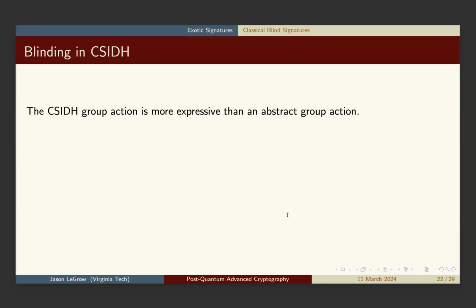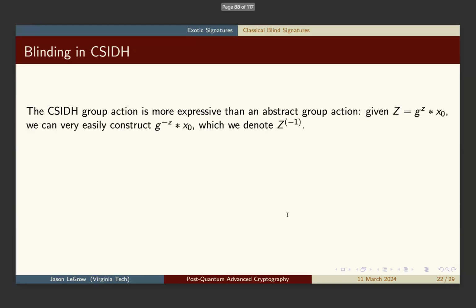It turns out that in Seaside, so what is Seaside? Commutative supersingular isogeny Diffie-Hellman. So supersingular isogeny is in there. This is an isogeny-based protocol. It turns out that the group action used in Seaside, which I haven't even defined, doesn't matter, it's cyclic that matters, is actually more expressive than an abstract group action. How is it more expressive?